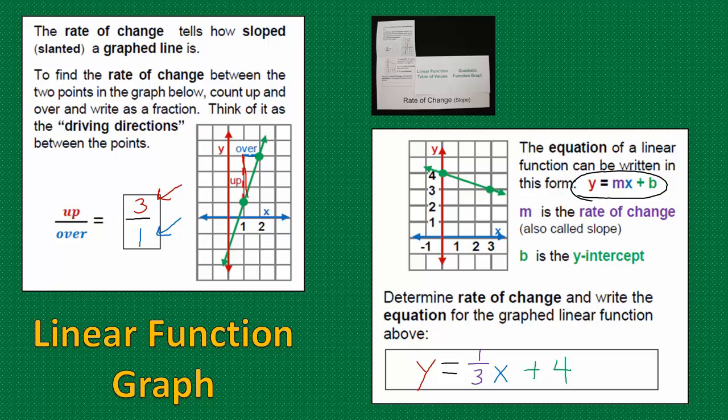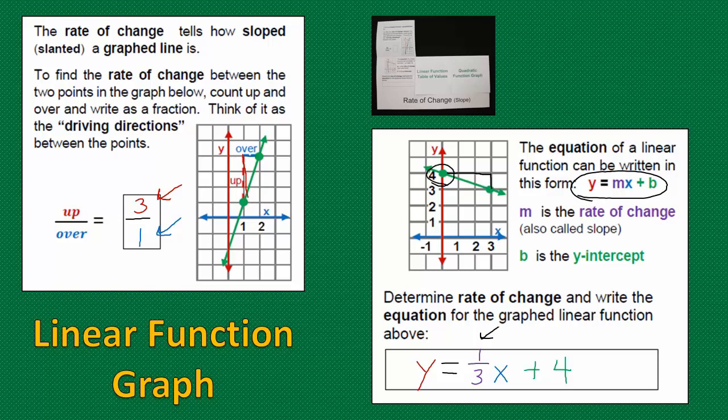Determine rate of change and write the equation for the graphed linear function above. We start out with y equals, and then we determine the rate of change. So rate of change will be starting at the lower point and going up 1 and over 3. So we've written the slope right here as 1/3. Then we put the x in, and then we look for the y-intercept.